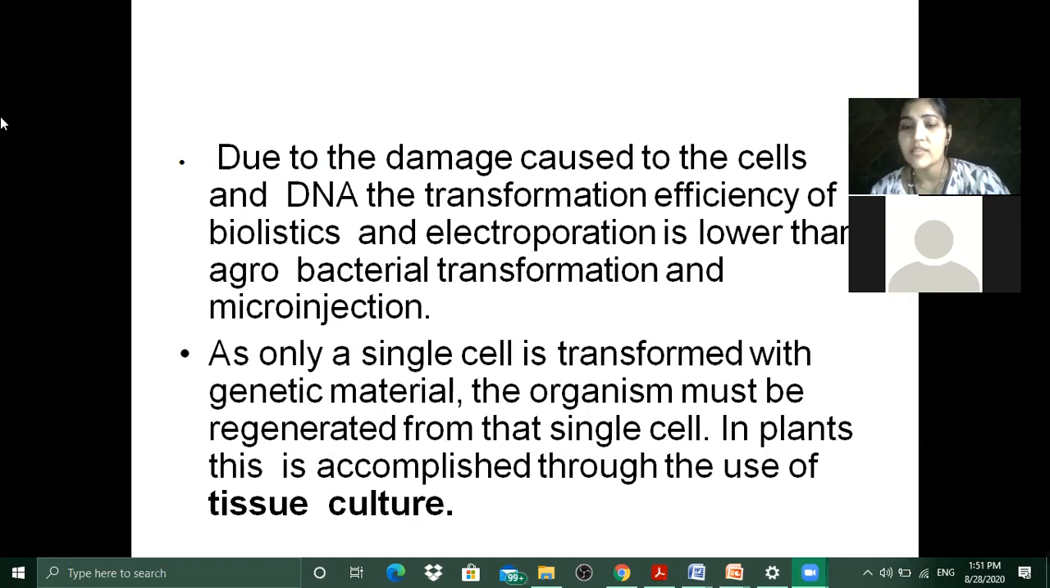Only a single cell will be transformed, in the sense that single cell selection has to be done very carefully, and then you have to make sure you are making multiple copies of that particular modified cell. In plants, this process of multiplying your output is done with the help of tissue culture. Tissue culture is nothing but picking that one cell and allowing it to grow in a medium where it will replicate, make double copies, triple copies, multiply itself basically. That is what it is.